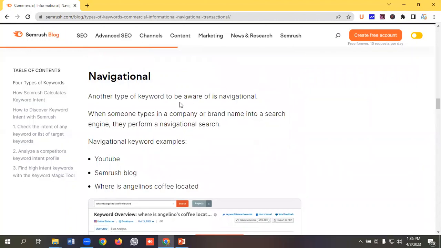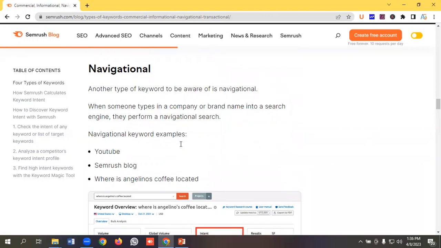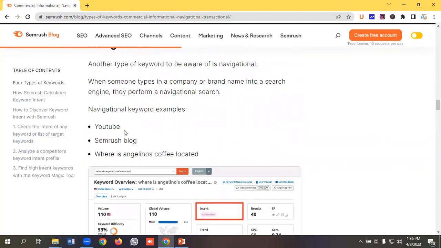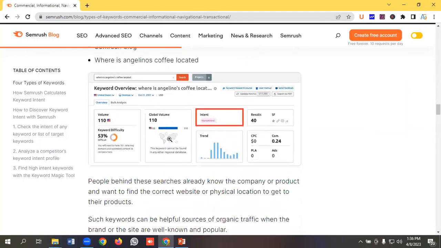The second option is navigational keywords. Another type of keyword to be aware of is navigational. When someone types a company or brand name into a search engine, they perform a navigational search. Navigational keyword examples are YouTube, which is itself a brand, Semrush blog, and where is Angelion's coffee located?